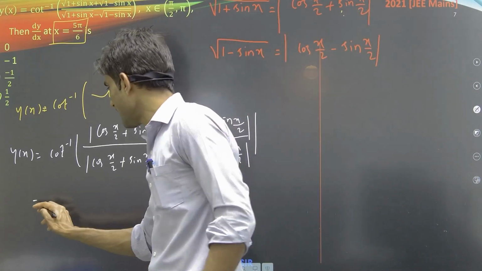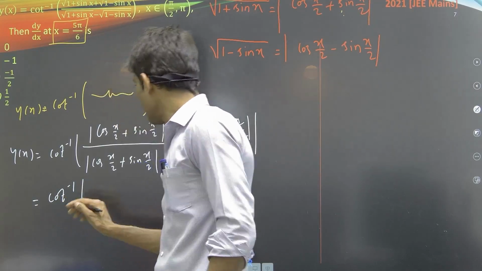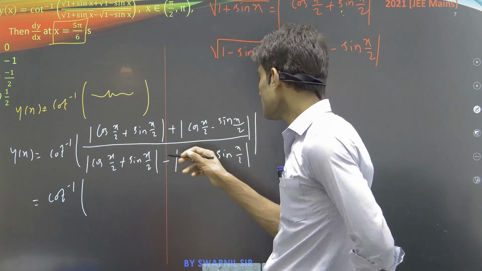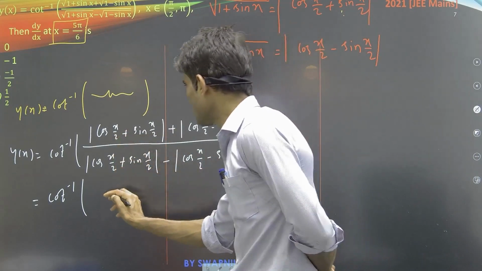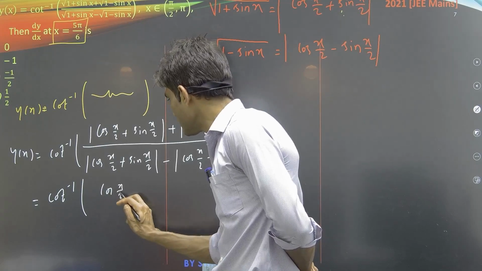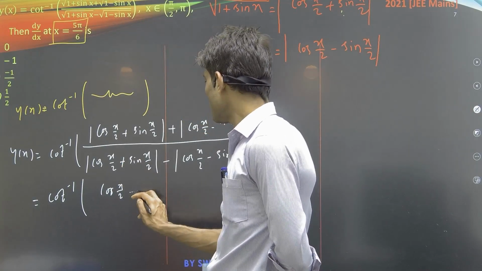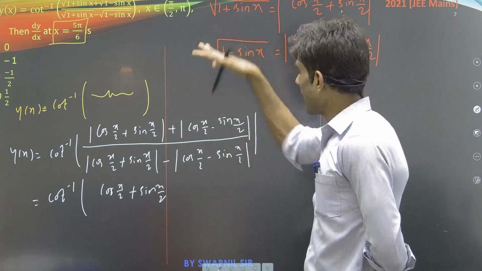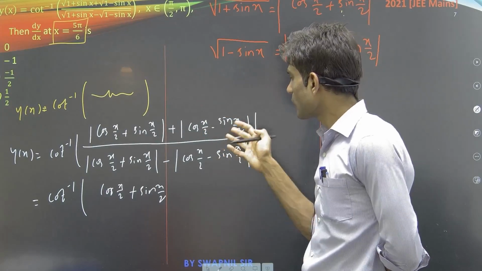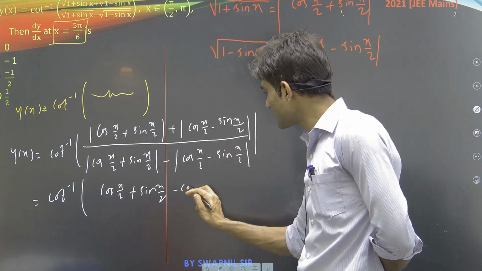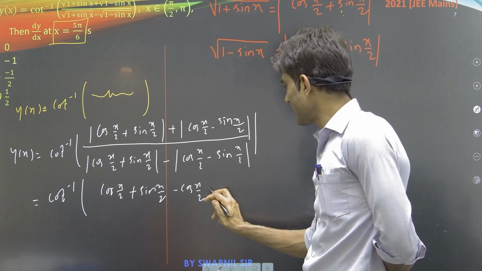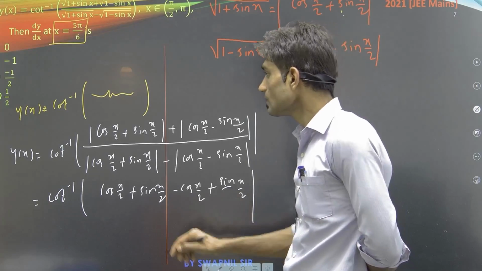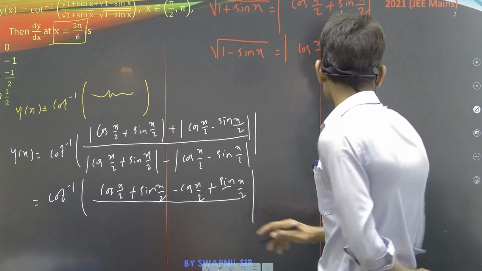So next step we write it as the cot inverse of, remove their modulus. So we left here the value. Again, cos x by 2 can be written as cos x by 2 as it is here, plus sin x by 2, their modulus it remains the same, okay. Under the interval pi by 2 to pi, we write cos x by 2 as minus cos x by 2 and sin x by 2 as plus sin x by 2. This one is our numerator, okay.